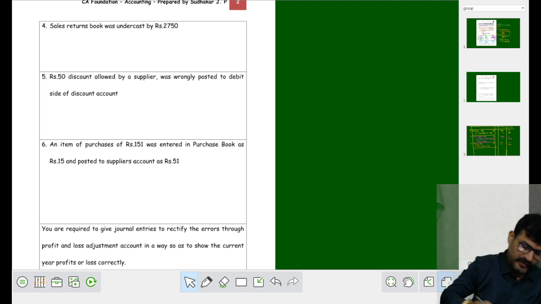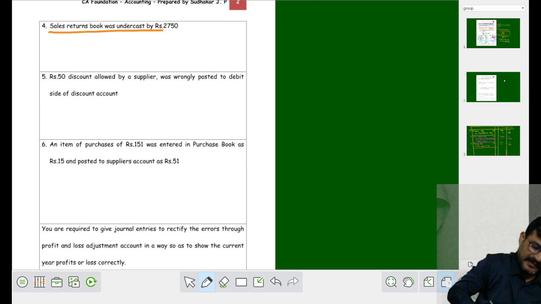Let me move on to the next one. Sales returns book was under cost. Sales returns. Sales returns means what balance? It has a debit balance. Under cost means recording on the same side.